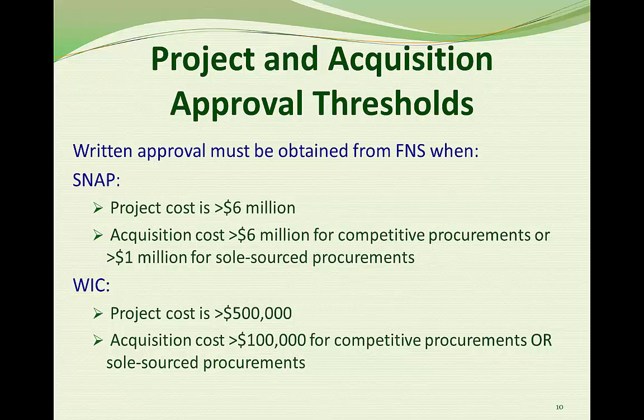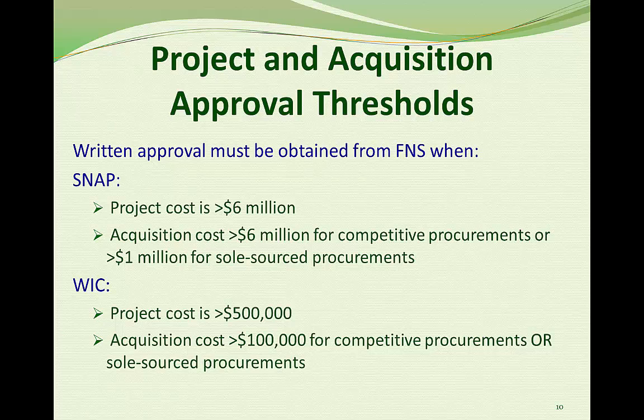The approval thresholds differ for SNAP and for WIC, but in both programs they apply whether the project is an upgrade or a complete system replacement. In SNAP, state agencies must seek FNS approval for any project costing more than $6 million. The threshold for approval of an acquisition is also $6 million. So for example, a state agency might be planning a $50 million project. That would require FNS approval.